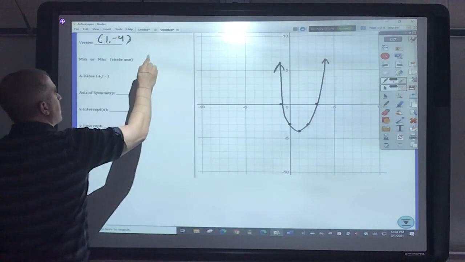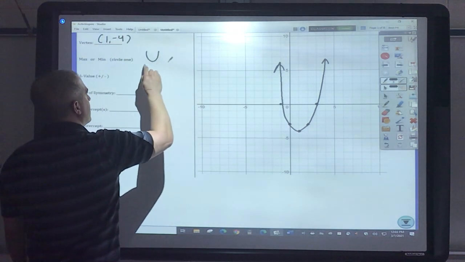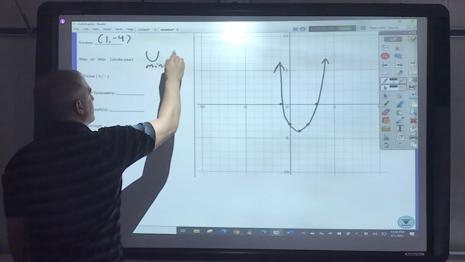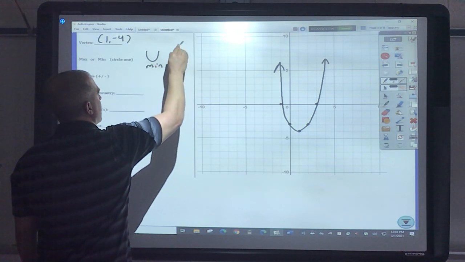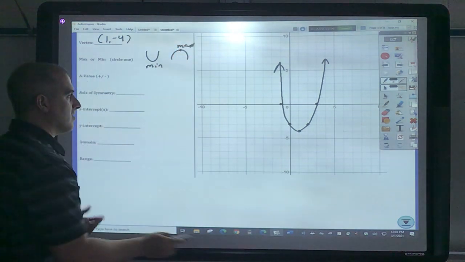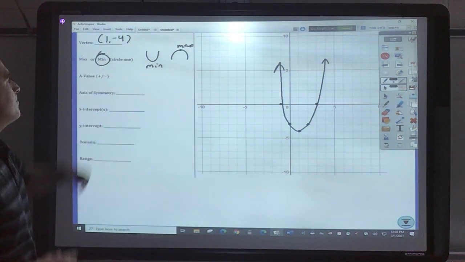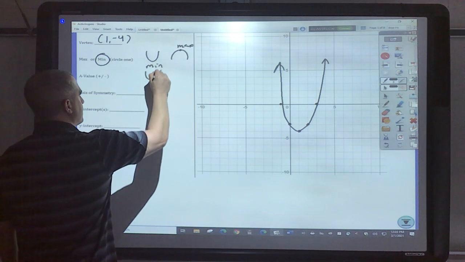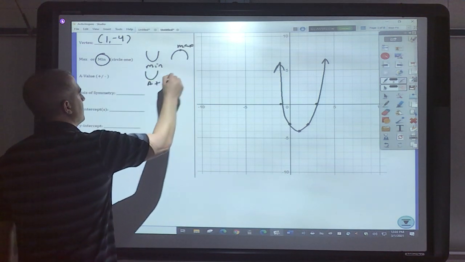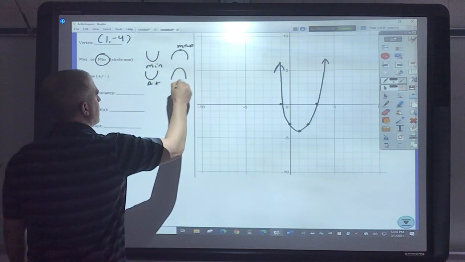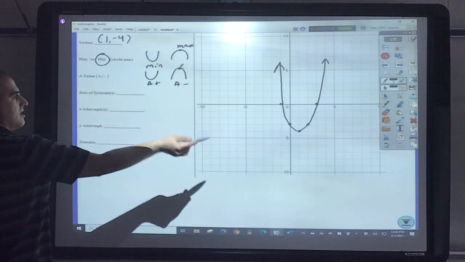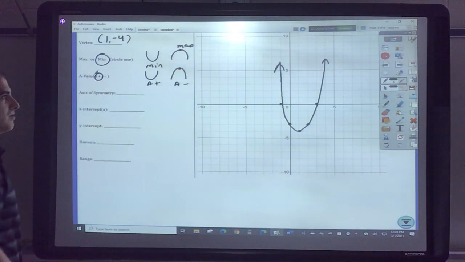Okay, now if your graph looks like this, it has a minimum value. If it looks like this, it has a maximum value. So in our case, this would be a minimum, okay? The A being positive or negative: if it's like this, the A is positive. If it's like this, the A is negative, okay? So in this case, the A would be positive.